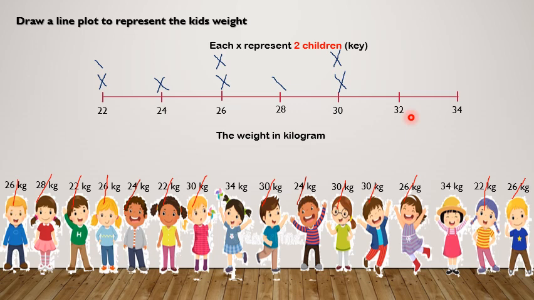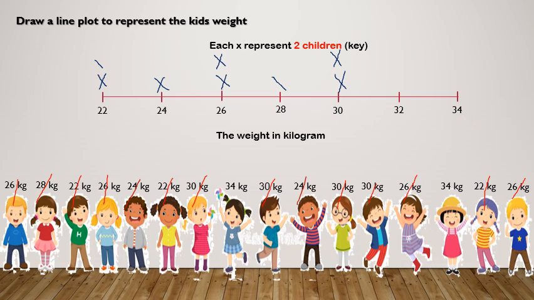32 kilograms. Let's see how many kids are 32. How many times is it repeated? There is no 32 here, so I will leave it empty. If it's empty, can I skip it and not write it on the line plot? Can I just remove it from the line plot? No. You skip by 2, so you still have it. Let's move to the next number.